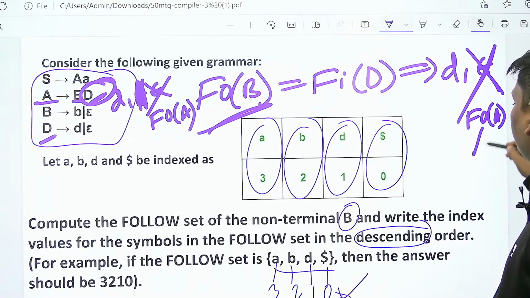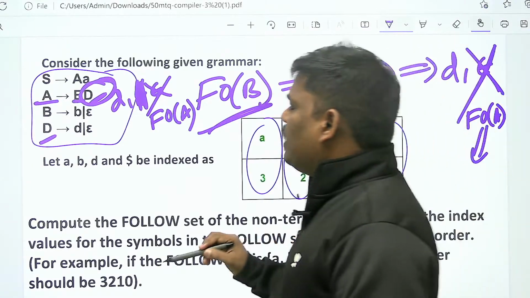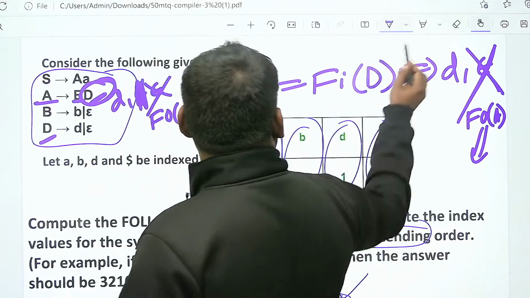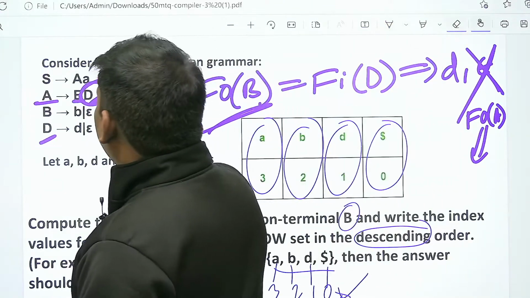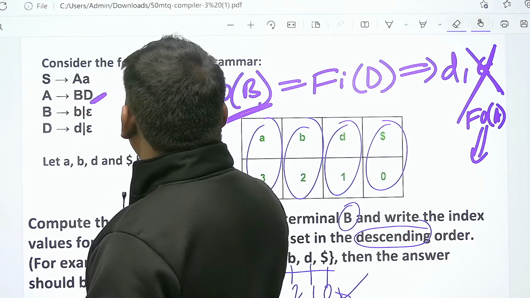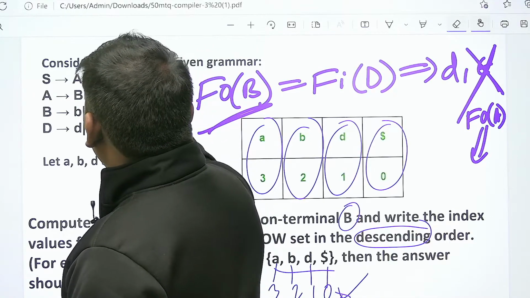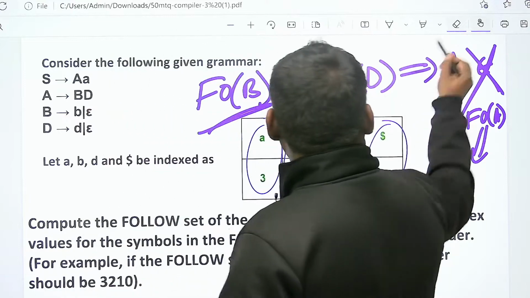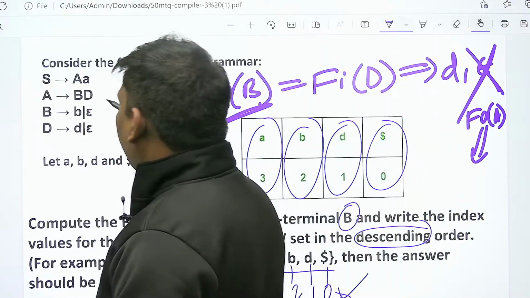What is the follow of A? Same story. Go right hand side. Where is A? Find out, because you have to find out follow of A. Go right hand side just to see where is the capital A.